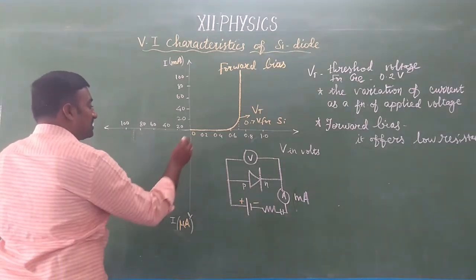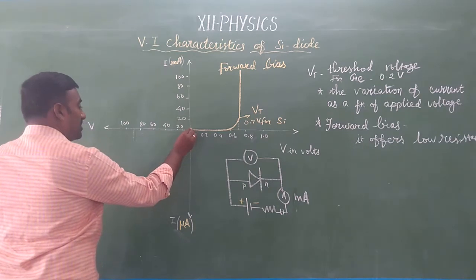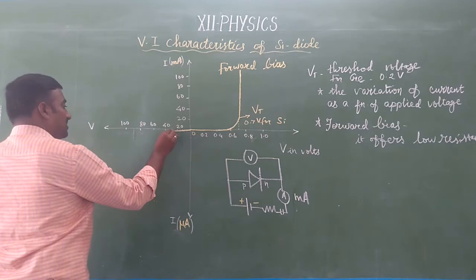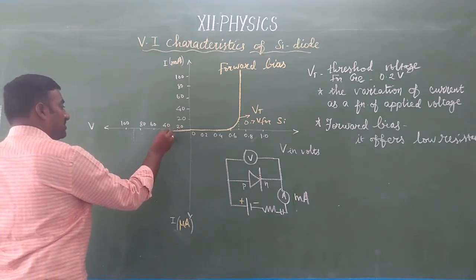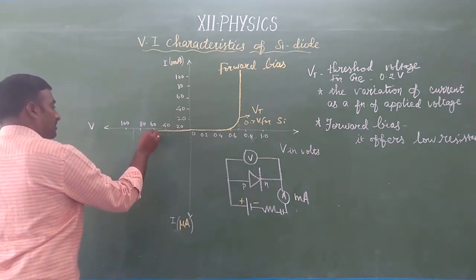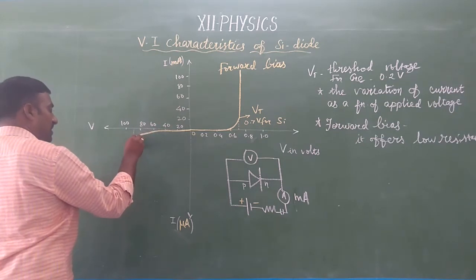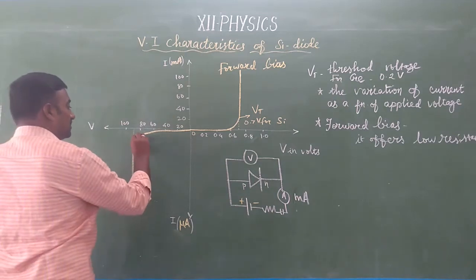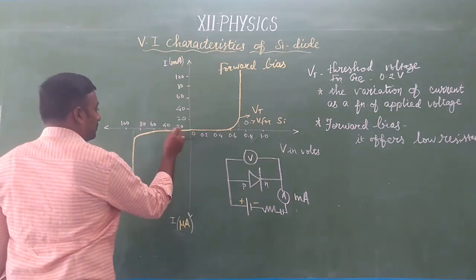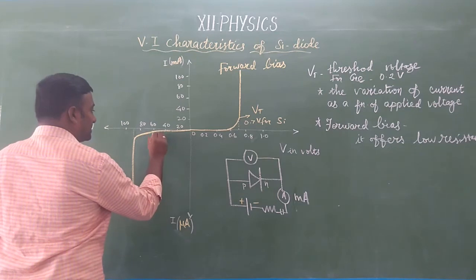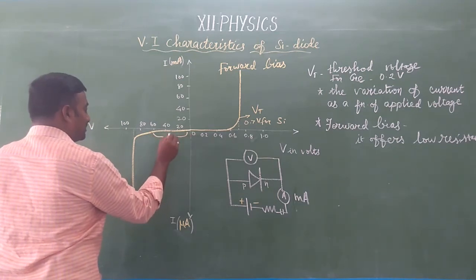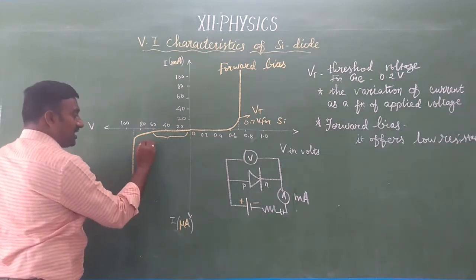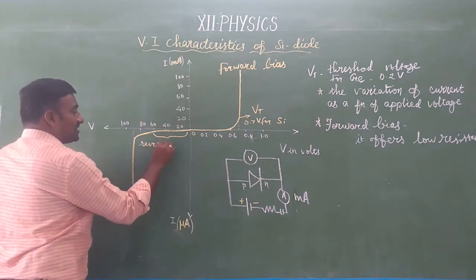Gradually increase the applied voltage. You can notice that the current also increases up to a certain value, but further on with the applied voltage, the current increases exponentially. Up to a certain voltage it is almost saturated. Since it is the reverse case, we can say it is the reverse saturation current.